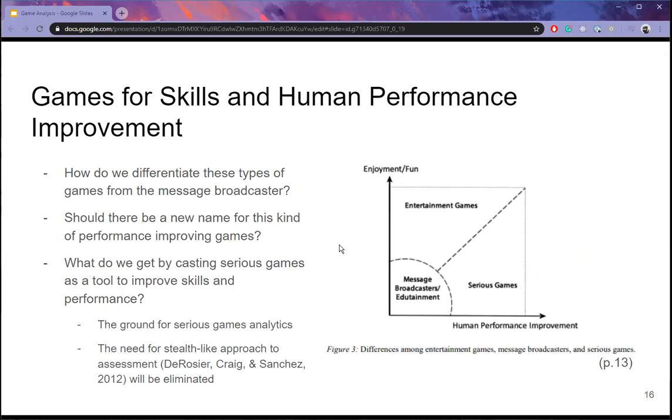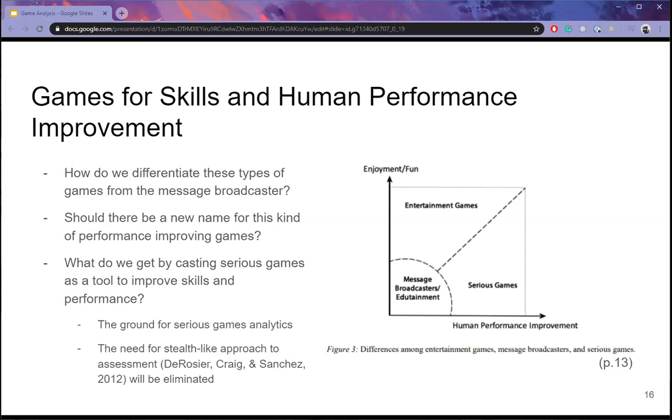And the authors say that by injecting human performance improvement back into the definition of serious game, we actually created more problems. Some of them are, how do we differentiate this type of game from the message broadcaster? As you can see in my slide about message broadcasters before, there's a very thin border between a message broadcaster and a serious game. And should there be a new name for this kind of performance improving game? Some people classify this kind of game as training games compared to others.